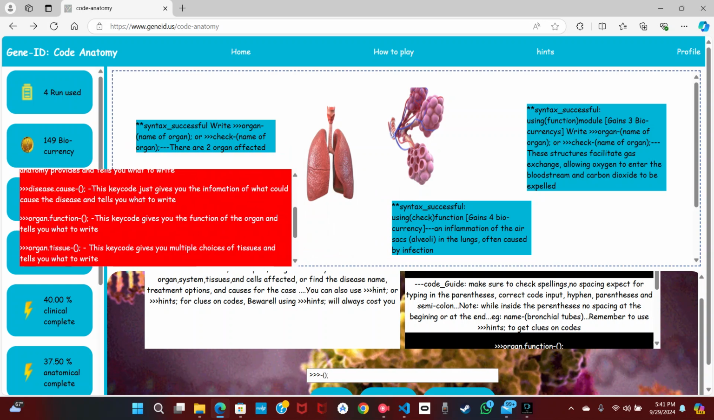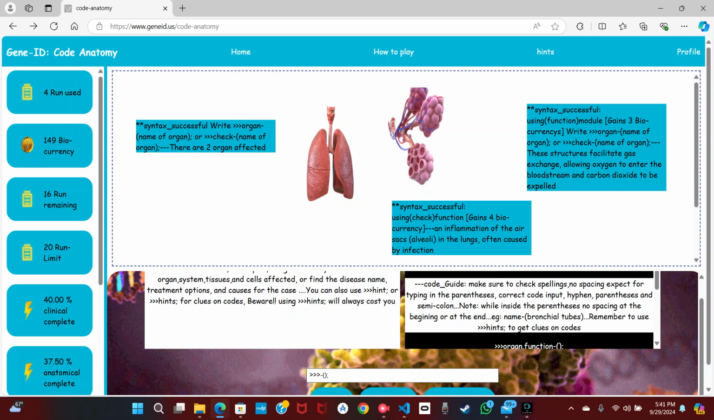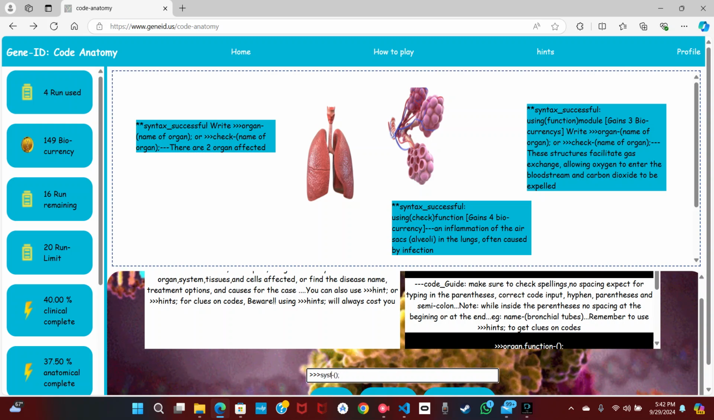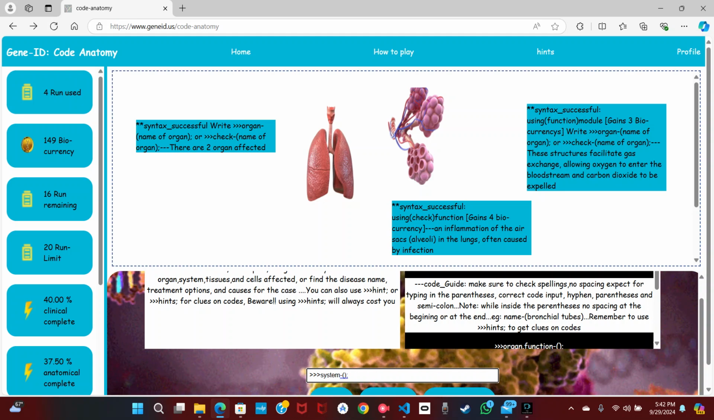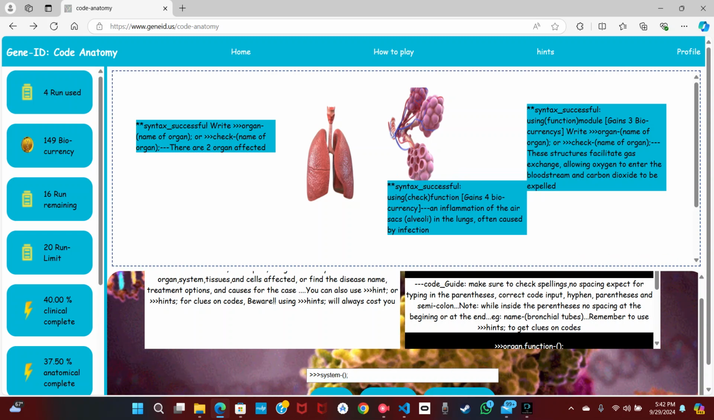Just shift it here, and then I would go over to systems, the system options. This key code gives you the direct answer of the system associated with this. So basically, if you type this up, you would see the systems. But since I already know the system, there's no need to type up what is on the hints because it's going to use up some of my coins. Actually, you know what? I'm still going to type up the system so that you could see how this works.